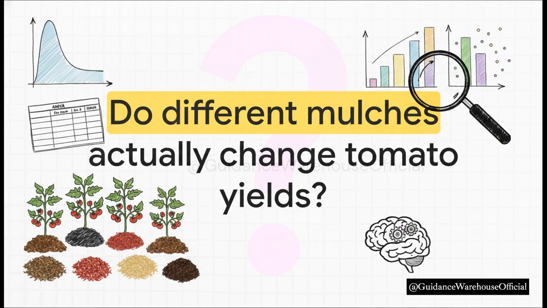But in statistics, if we want to confidently answer whether one of those 5 mulches is actually superior, or if they're all basically doing the exact same thing, we can't just guess. We need a very specific, incredibly powerful mathematical tool.